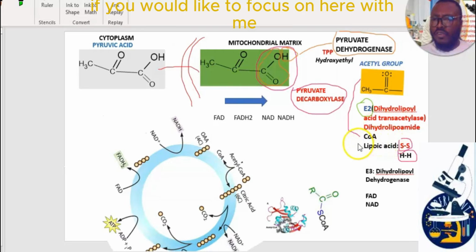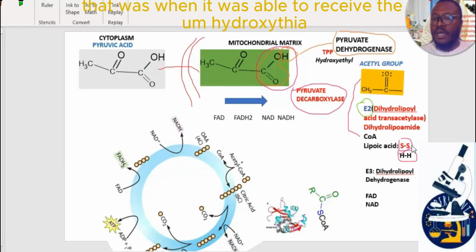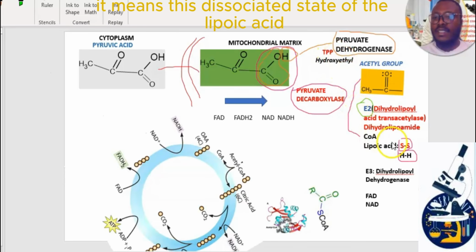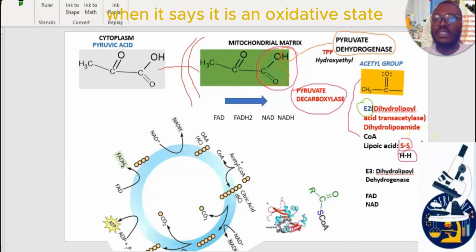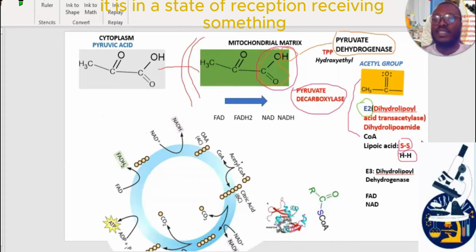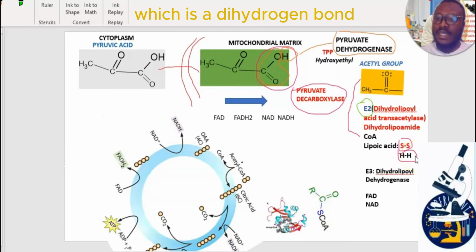If you would like to focus here with me, remember that when it was the lipoic acid disulfide bond, that was when it was able to receive the hydroxyethyl TPP complex. It means this disulfide state of the lipoic acid is the oxidative state. When it is in an oxidative state, it is in a state of reception, receiving something. But now it has been replaced with 2 hydrogens, a dihydrogen bond.